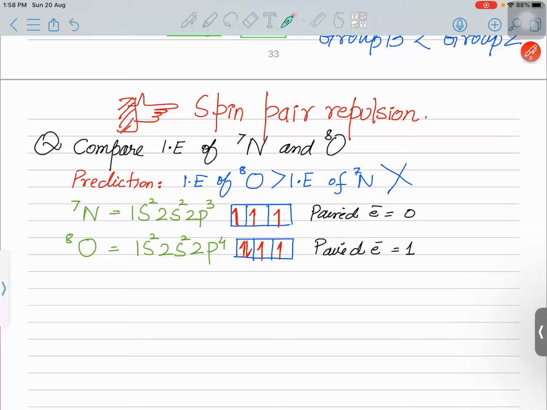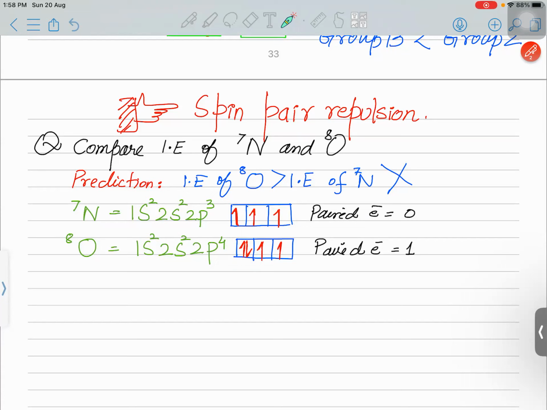I think nitrogen, but I don't really understand why. You told me nitrogen has more repulsion, right? Now Zaina, listen. In each box you have single electrons, right? But in oxygen you have paired electrons, which repel each other. So it is quite easy to remove one of them because they already repel.